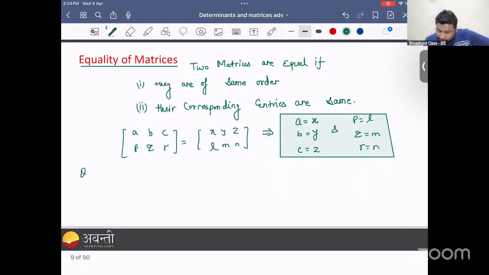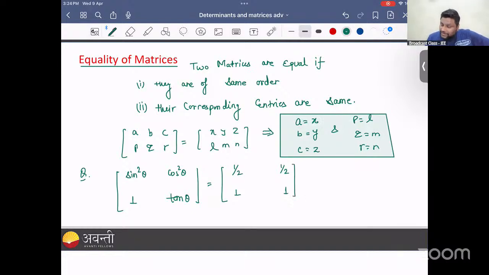Like if I ask you a simple question, the matrix sin square theta, cos square theta, 1, tan theta is equal to 1 by 2, 1 by 2, 1, 1. Find theta for which this situation holds. Find theta for which this situation holds. Yes, anybody?